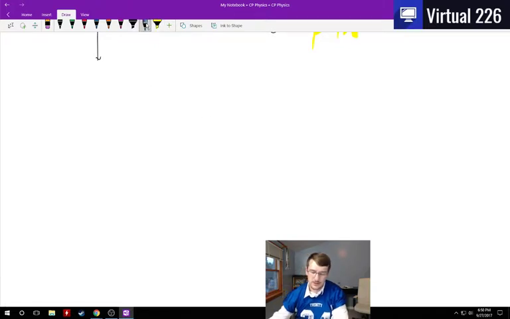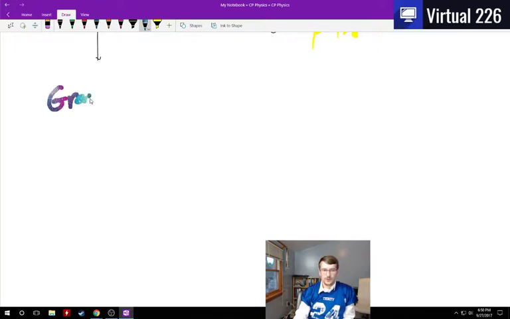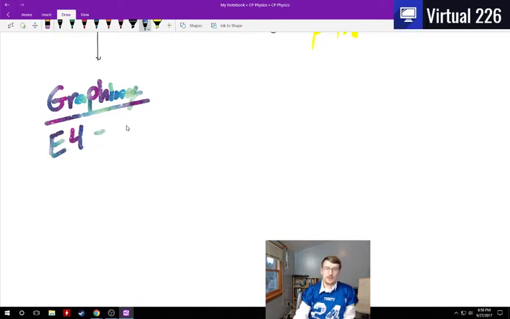What I'd like to look at is one last graphing problem. This is one last graphing problem from the Unit 2 work that I think a lot of people struggle with. So once again, this is a graphing problem. Yay, everybody's favorite. And specifically, this is the E4 problem. This is an area under a curve.